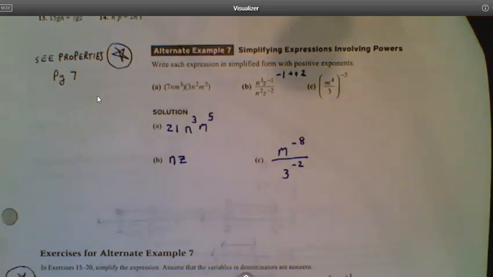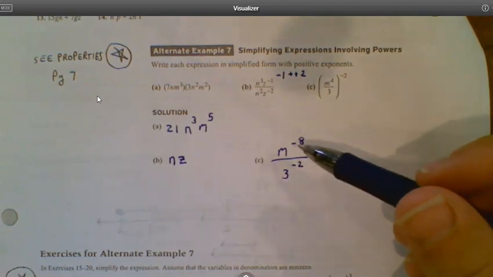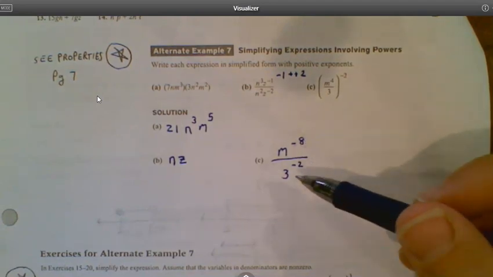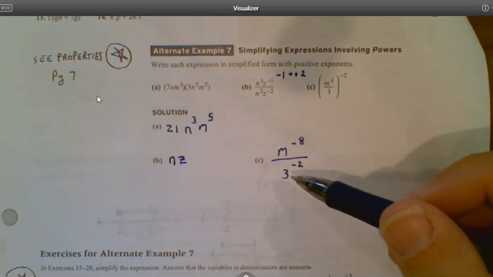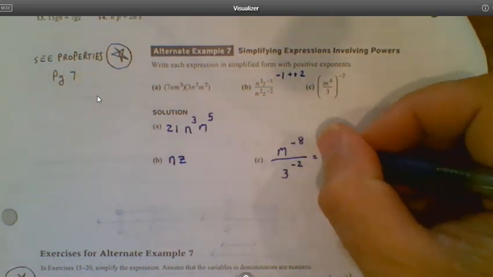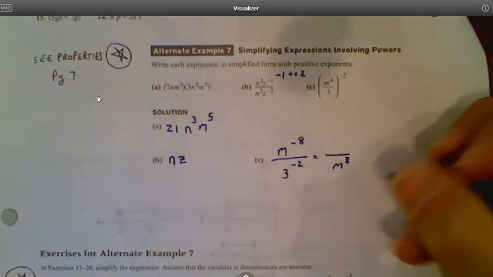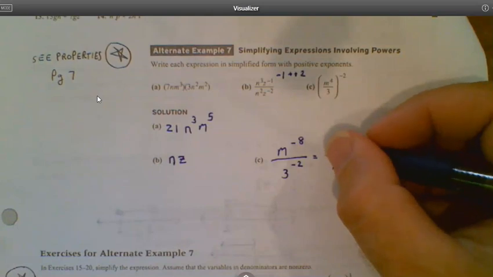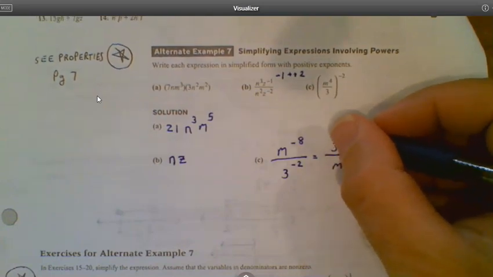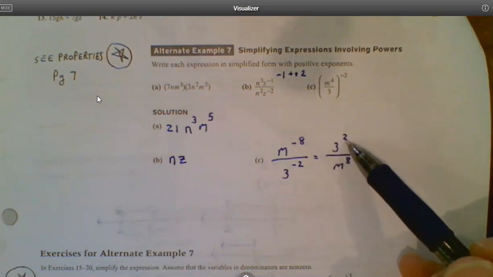Remember, negative exponents tell us to flip, right? They do a reciprocal. Anytime you move something to the other side of the fraction bar, you are changing the sign of the exponent. So if I bring the m down below, his exponent becomes positive. And if I move the 3 up above, his exponent becomes positive. And then, of course, I could do one more step to simplify and call this 9.